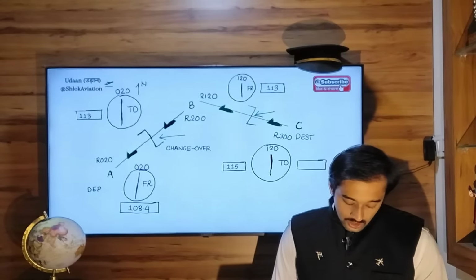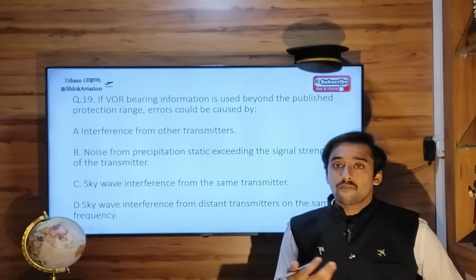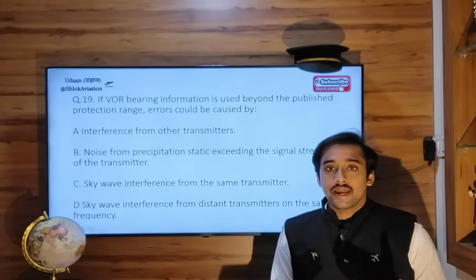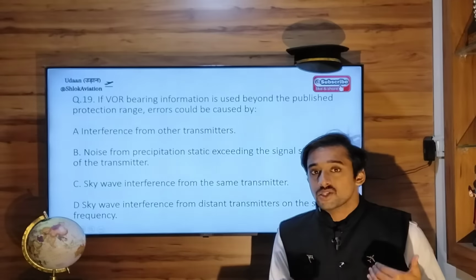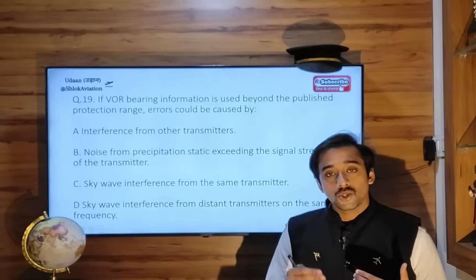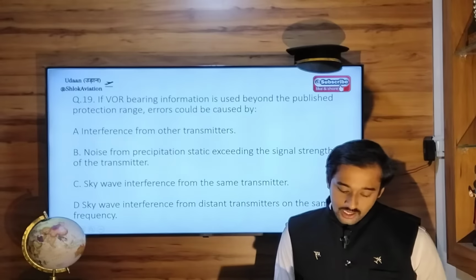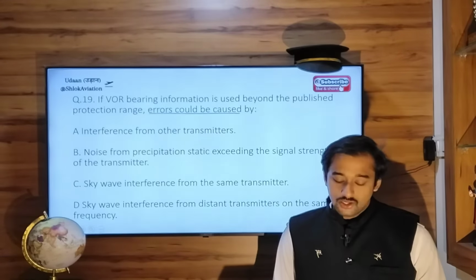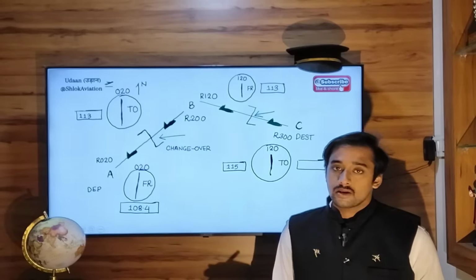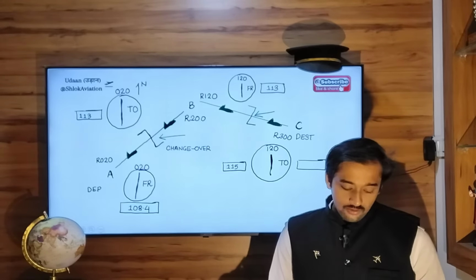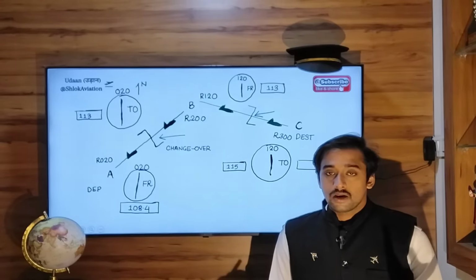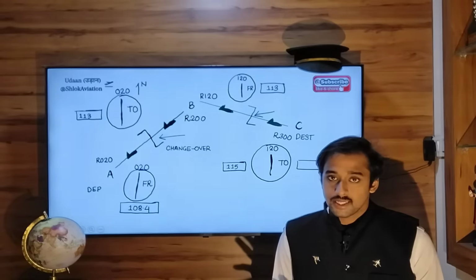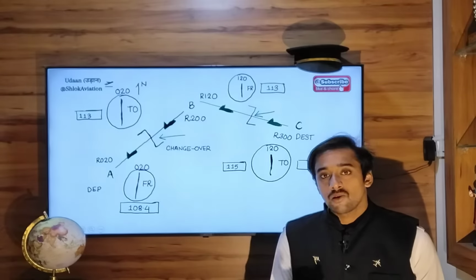The designated operational coverage is also called the published protection range. That is, beyond this range, you will not get transmission from the previous VOR. You will have to change your frequencies to the next VOR. So errors could be caused by, if you don't do this, this published protection range will be depicted on whatever charts you are using, or the directory that you are using. In those resources, you will find this information, the maximum range for a particular VOR.